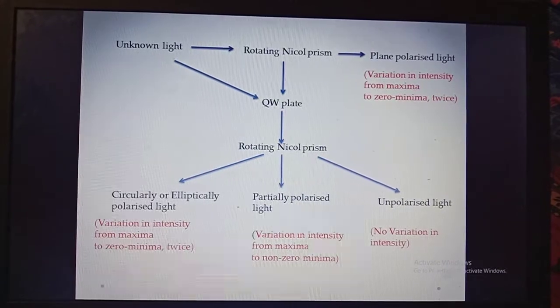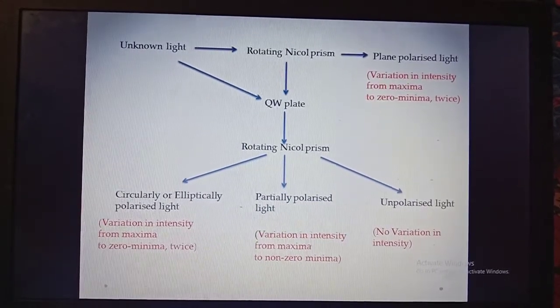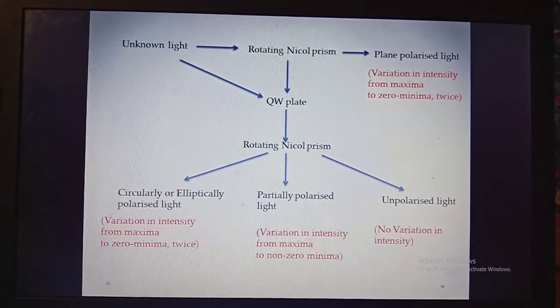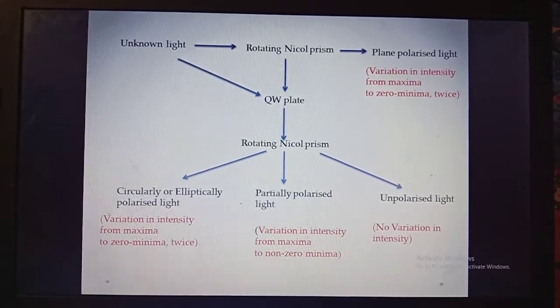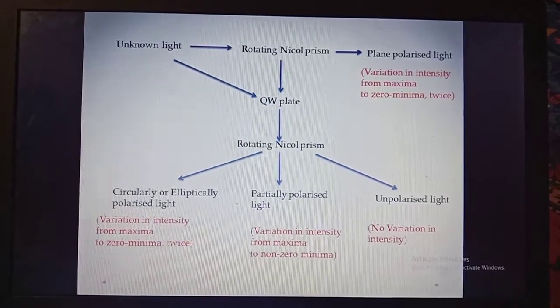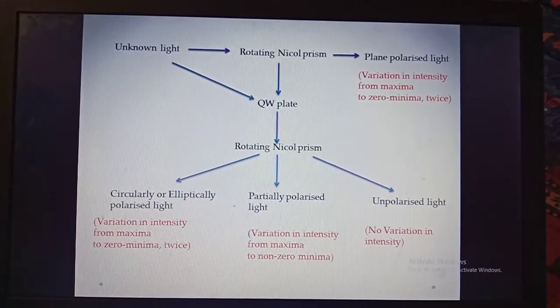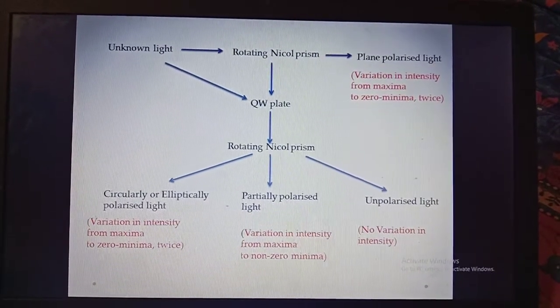If we get the result as variation in intensity from maxima to non-zero minima, that means the unknown light is partially polarized light. And if we get the result as variation in intensity from maxima to zero minima twice, then the unknown light may be circularly polarized light or elliptically polarized light. Here again the unknown light has two possibilities.